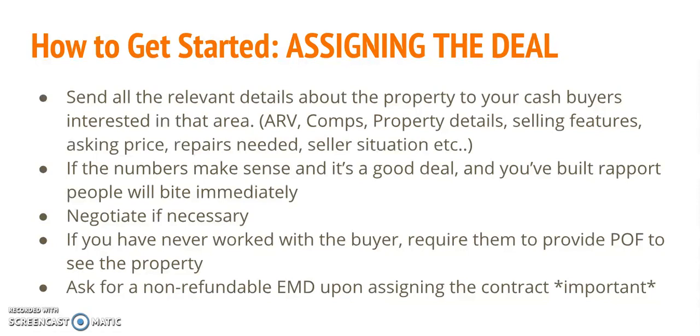So you want to send all of the relevant details about the property to your cash buyer that's interested in that area. You want to send them the ARV, the comps, the property details, selling features, your asking price, repairs needed, the situation the seller is in, everything like that, guys. You want to give them as much information as possible so they can make a due diligent decision on that property. You definitely want to make sure that you have a link, a Google Drive link, preferably to some pictures and the video of the property as well.